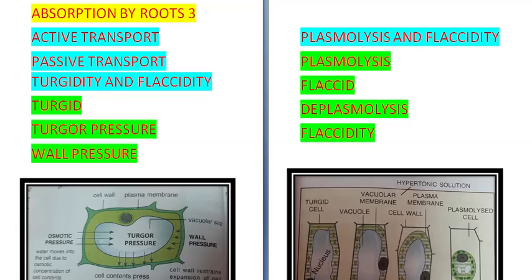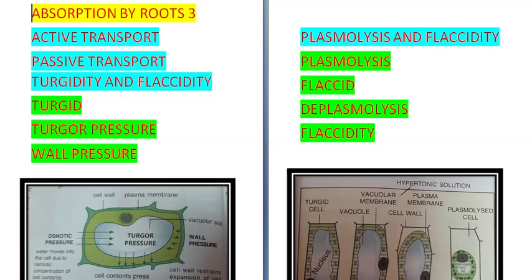Now if the cell wall is unable to bear the turgor pressure, that means if turgor pressure becomes more than the wall pressure, then the cell will rupture. All the contents of the cell will burst out. This is what happens sometimes in fruits and vegetables.